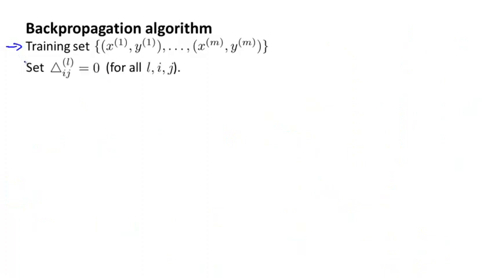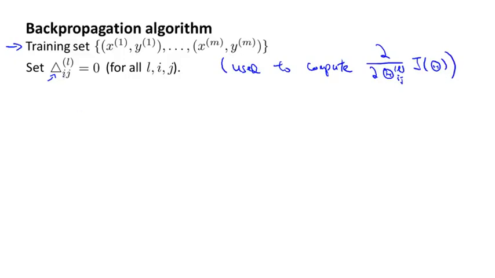The first thing we're going to do is set these capital delta L subscript ij. This triangle symbol is the capital Greek letter delta; the symbol we had on the previous slide was the lowercase delta. We're going to set this equal to 0 for all values of L, i, j. Eventually, this capital delta L ij will be used to compute the partial derivative of J of theta with respect to theta L ij. As we'll see in a second, these deltas are going to be used as accumulators that we slowly add things to in order to compute these partial derivatives.